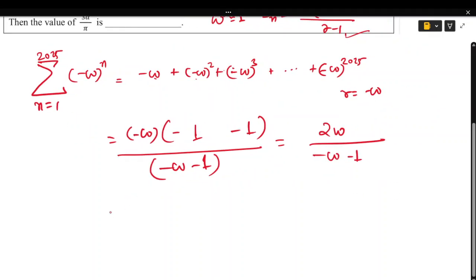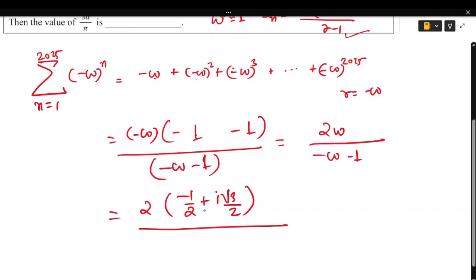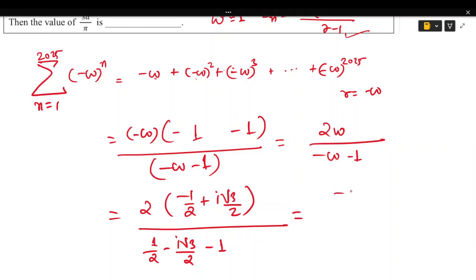Now we try to substitute the value of the cube root of unity. We know it's minus 1 by 2 plus iota root 3 by 2. In the denominator, if we put this value, it will change the sign, and minus 1. So if we multiply 2 in the numerator and the denominator, in the numerator we get minus 1 plus iota root 3, because the denominator 2 gets cancelled out by the outside 2. And minus 1 by 2 minus 1 is minus 3 by 2, so it will be minus 1 plus iota root 3, whole divided by 2.